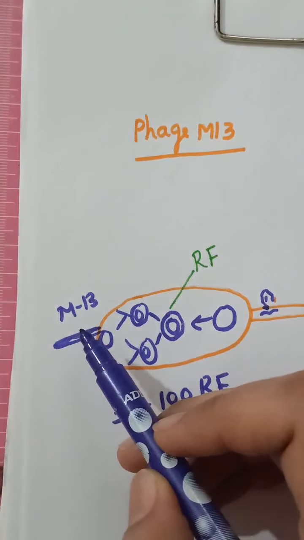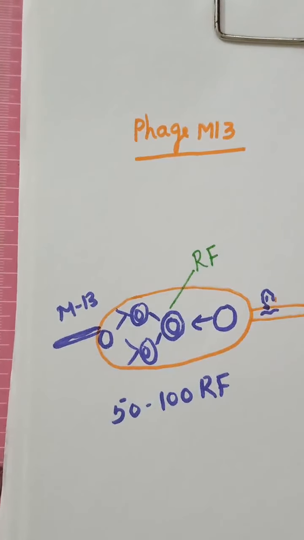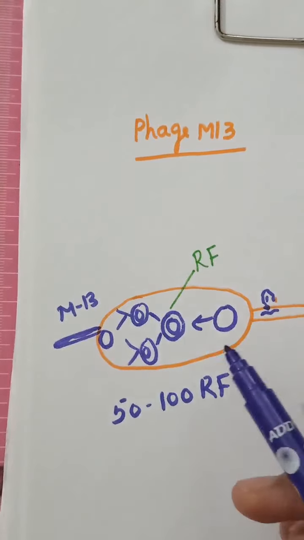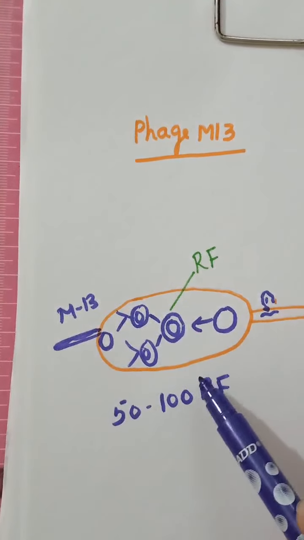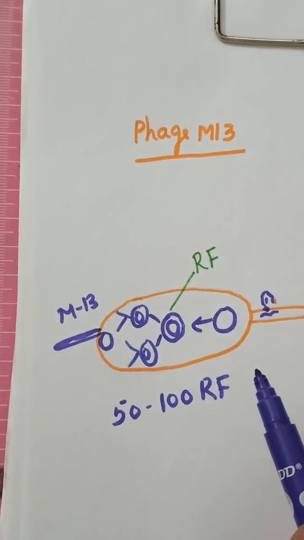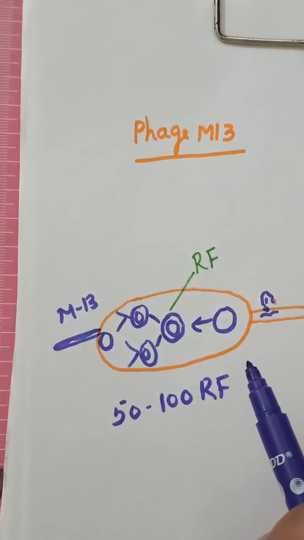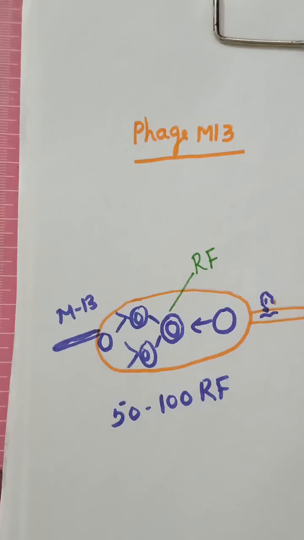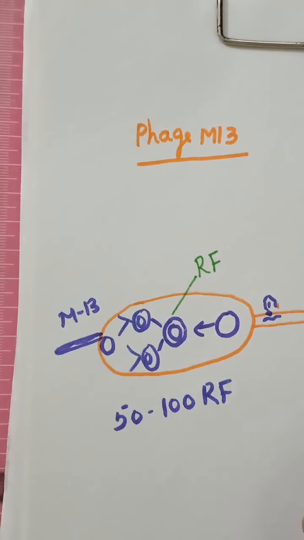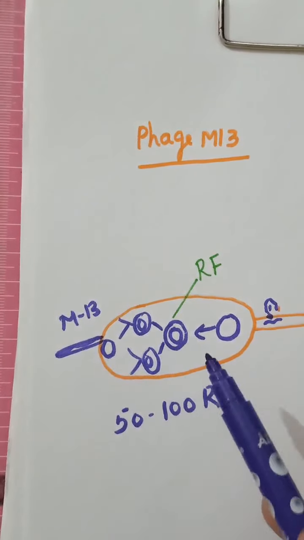These cells are not killed by this virus, only their growth becomes slow. So this virus does not kill the cell, only the growth of the cell becomes slow. Foreign DNA of about 500 base pairs can be cloned into this multiple cloning sequence. For the development of an M13 based vector, this RF replicative form can be purified.